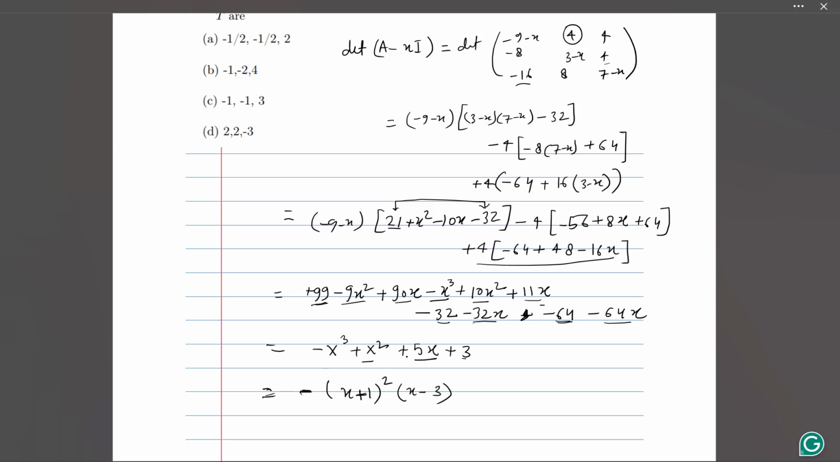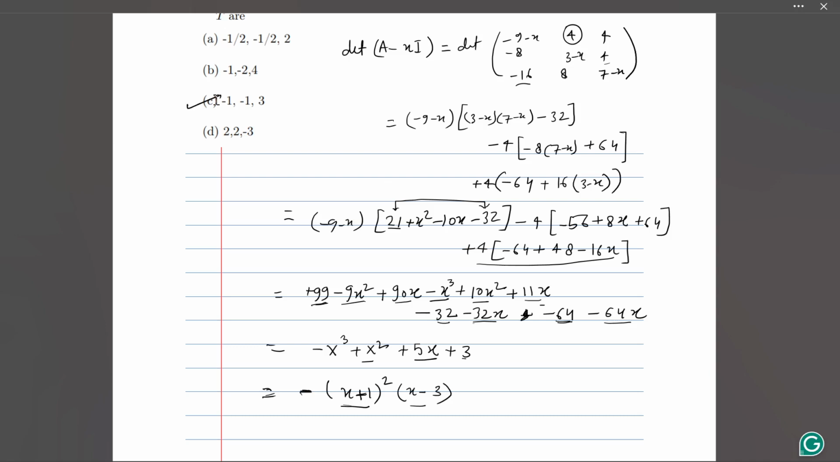Note that minus 1 verifies this equation, so x plus 1 will be 1 factor. 3 verifies this equation, so x minus 3 will be 1 factor. So another factor that will be left after cancelling, it will be x plus 1 only. So this is correct.